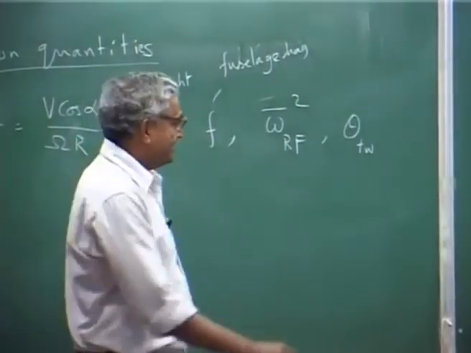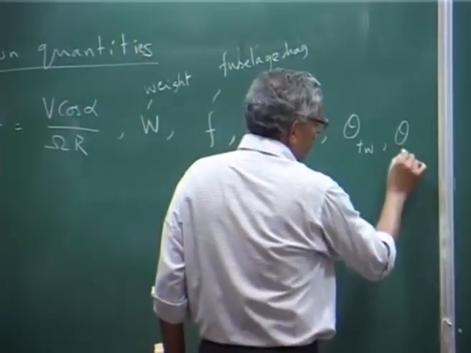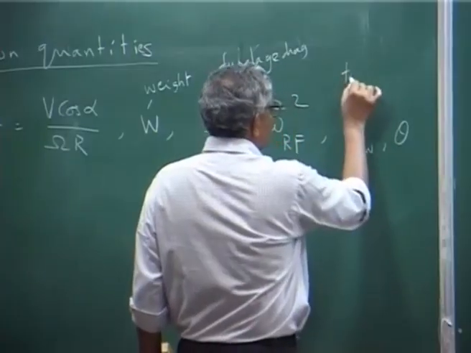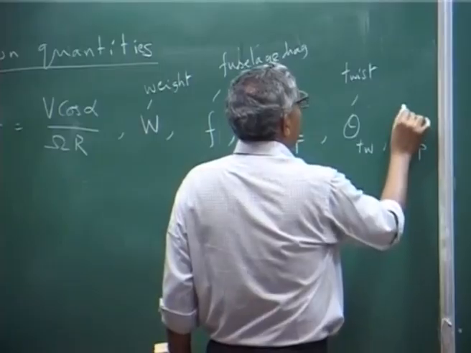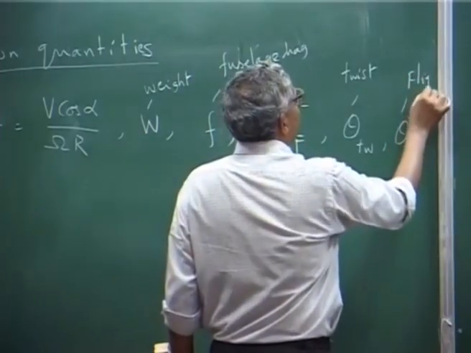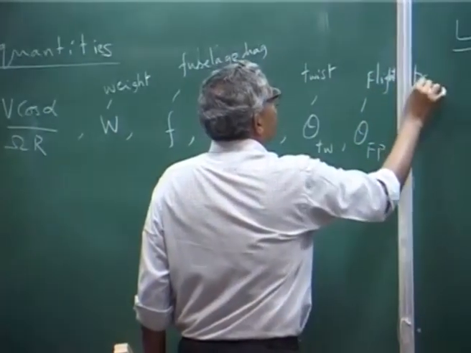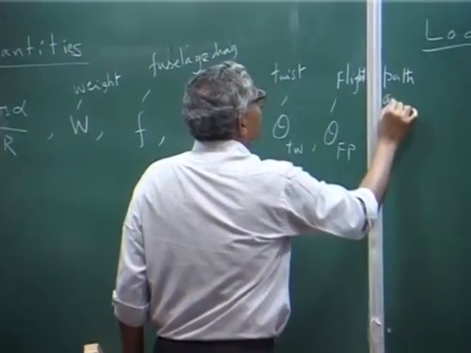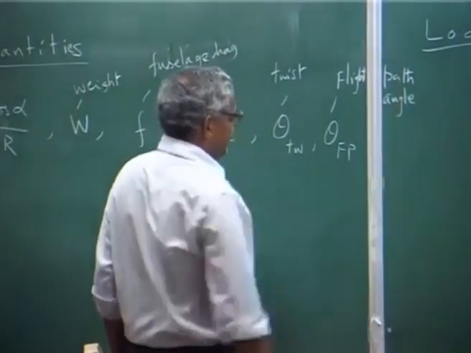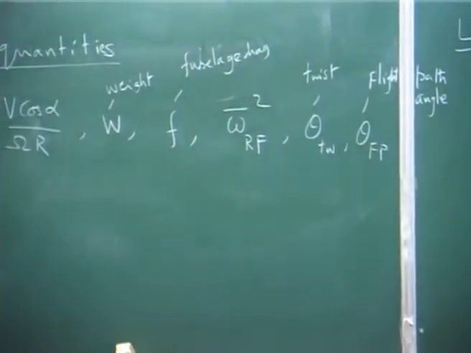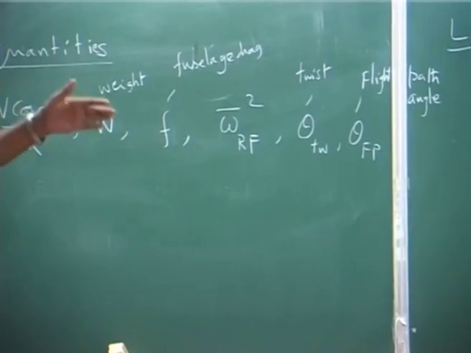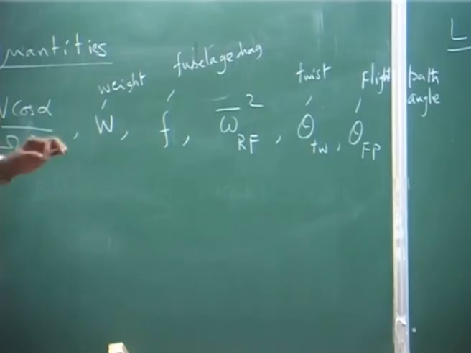and theta. I will write what these are. This is the twist of the blade, twist, and theta Fp, which is the flight path angle, I will call it. Later I will describe it. In addition to this, you have to know other geometric conditions. Where is the tail rotor? What is the distance from the CG? The tail rotor location. And then tail rotor dimension.